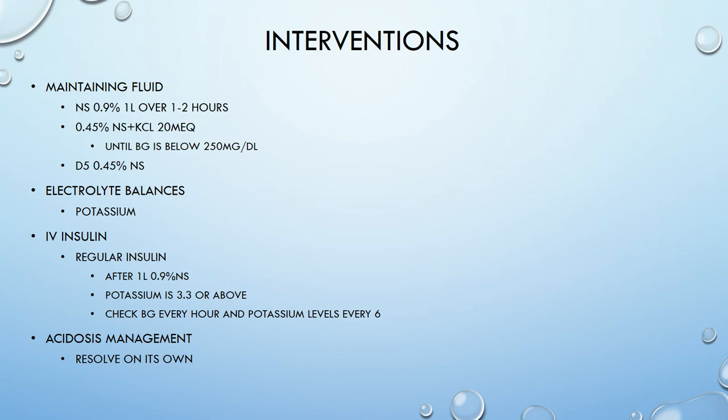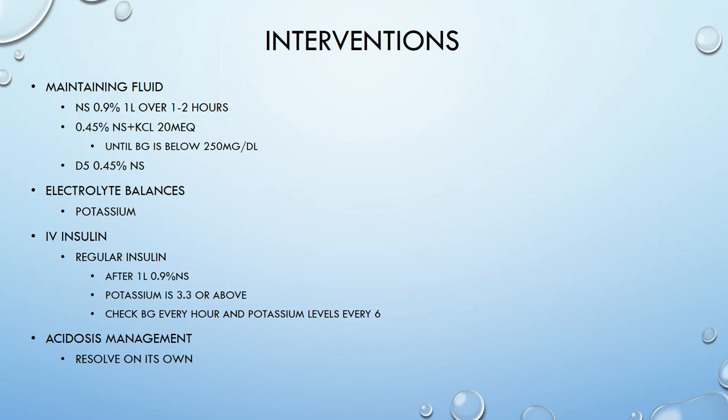So if it's 3.3 or higher, then you can start them on the IV insulin, and then what you're going to continue doing is give them potassium by other routes. If they're able to tolerate orals and keep them down, then give them potassium pills. If they're not, then you can continuously give them IV potassium in order to get their potassium back up.